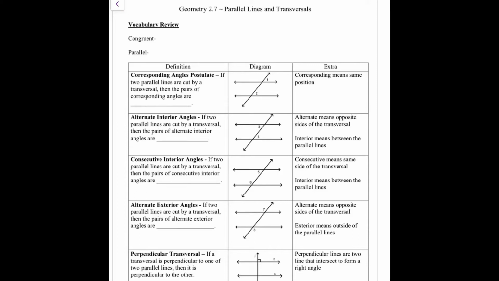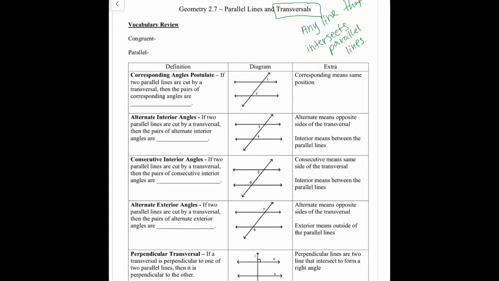In section 2.7, we're going to be talking about parallel lines and transversals. So a little bit of vocabulary. A transversal is any line that intersects any other line. So in this case, our transversal is going to usually intersect parallel lines. So I'm just going to write that. We're going to be identifying our transversal, and we're going to be identifying our parallel lines.